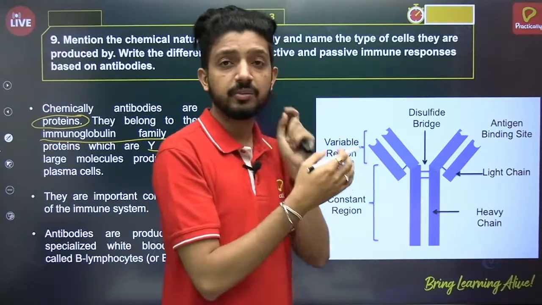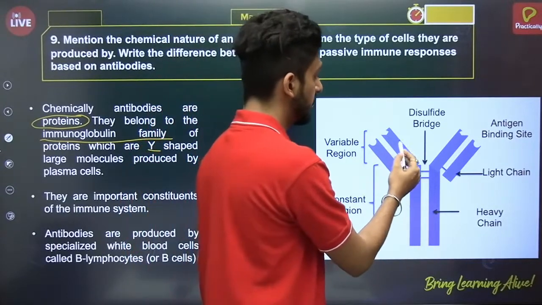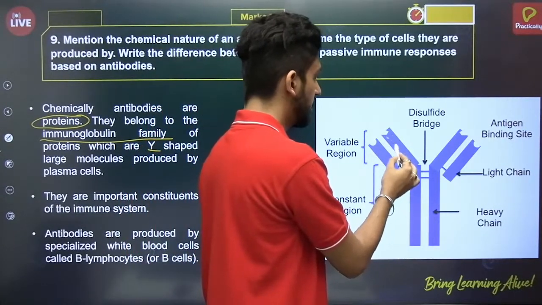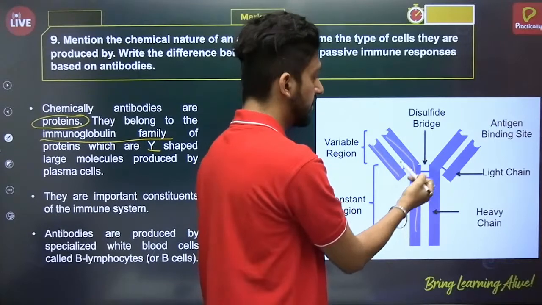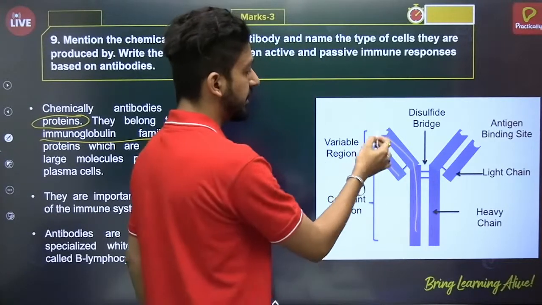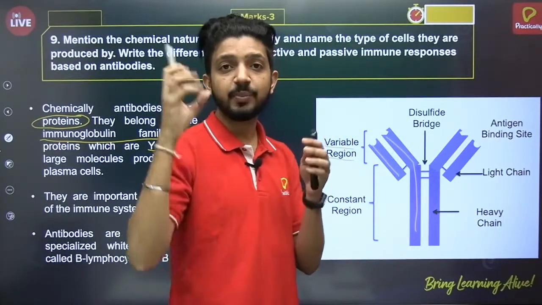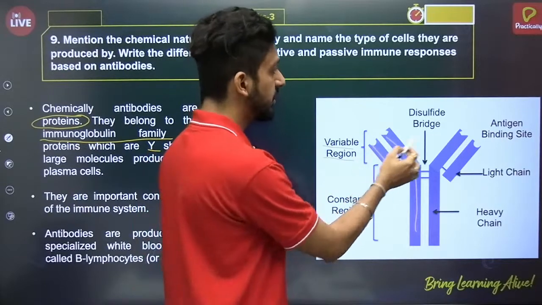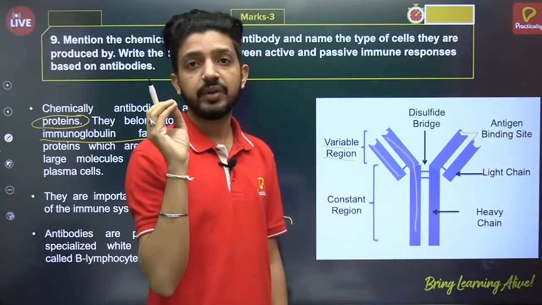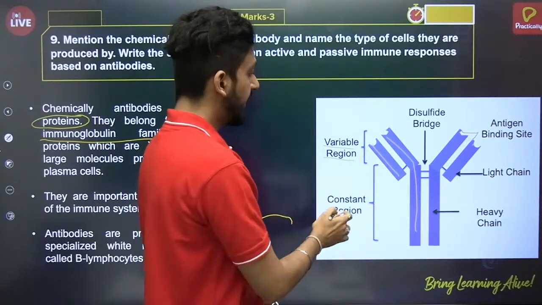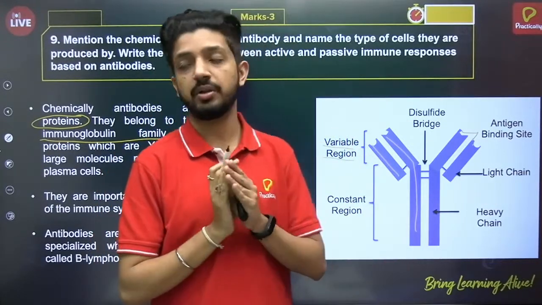This is the basic structure diagram of the antibody. They are Y-shaped. So this particular chain is the heavy chain, followed by a small light chain. This is the light chain. The above section is called the variable region, since it can change as per the immune response, the type of antigen which is going to bind. So this is the antigen binding site, where a particular antigen with the epitope fits over here. And this is the constant region, which remains constant. It doesn't change. So this is the basic structure of an antibody.